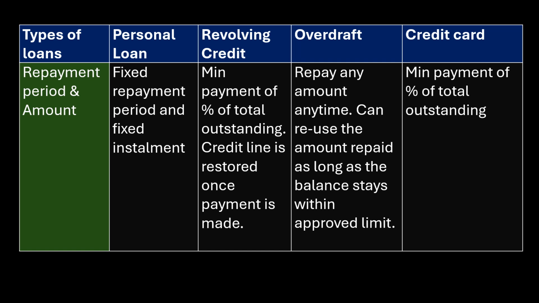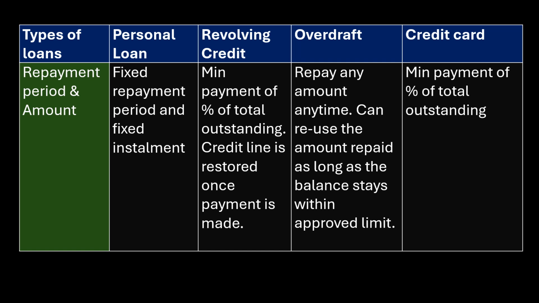Next, we look at revolving credit. There's a minimum payment of a certain percentage of total outstanding, because it depends how much you owe the bank. The credit line is restored once the payment is made, which basically means that, let's say I use 5,000 of revolving credit, then tomorrow I pay back the 5,000. When I pay back the 5,000, the credit line is restored.